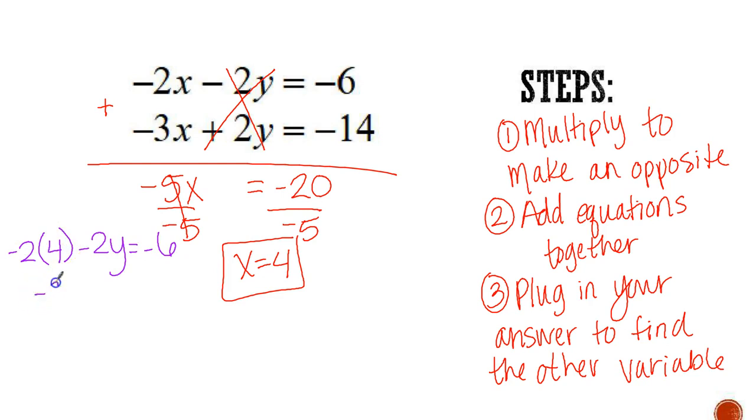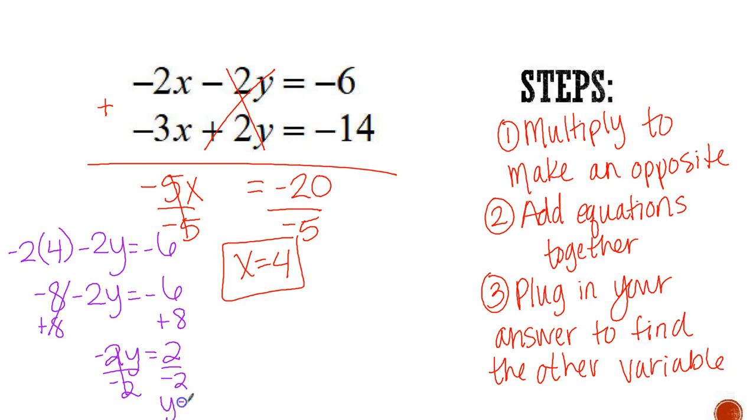Negative 2 times 4 would be negative 8. Then we add our 8. This is all just solving. Negative 2y equals positive 2. And we divide by negative 2, and I get negative 1. So I definitely did that pretty quickly. Pause to write down your stuff as you need to, but that's me solving. And then my answer as a point would be 4 comma negative 1, because x goes first and then y goes second. And there you go.